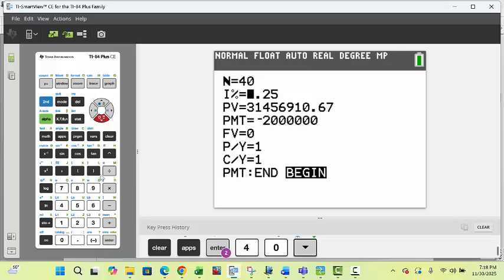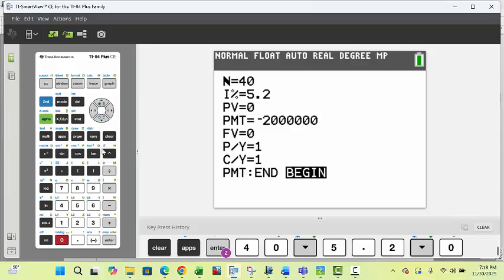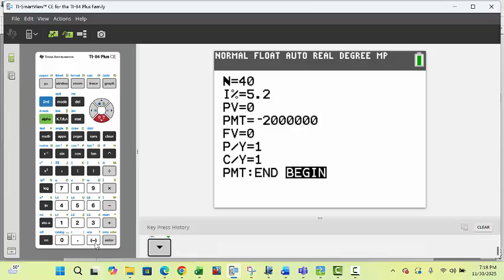The interest is 5.2. So once again, we do not convert that to decimal. I'm going to zero out the present value. I don't want that. The payment, I'll make that negative. I believe it was 12,000.